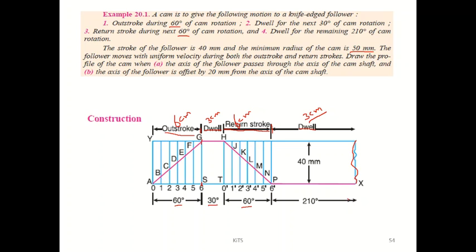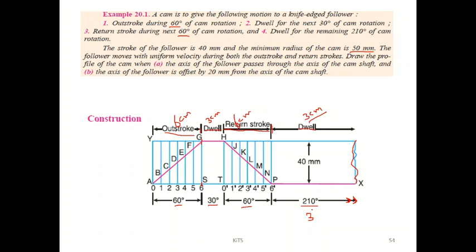3 centimeter. That's why I am putting a double arrow. That means approximately. Okay? Approximately, not exactly 210 degree. Here 6 centimeter represents 60, 3 centimeter represents 30, 6 centimeter represents 60. But here 3 centimeter line represents 210 degree. That's why I am putting a double arrow.